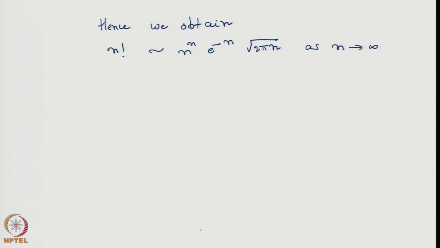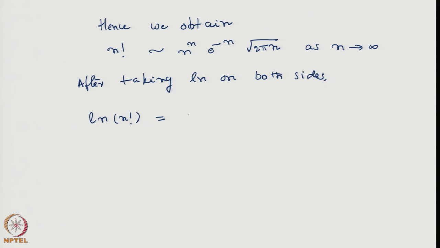The Stirling approximation is also written in another form, after taking log on both sides. It is often written as ln of n factorial equals n plus half times log n, minus n, plus half ln 2 pi. We can write it like this because when you take the log, the square root of n, that is n to the power half, will add, so it becomes n plus half ln n.